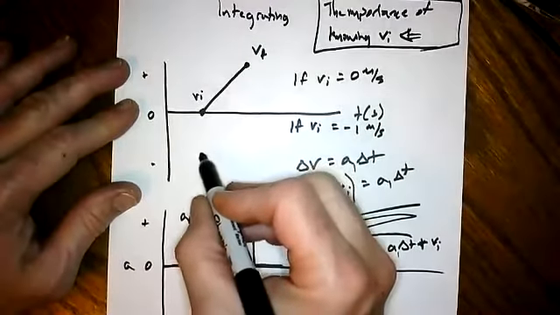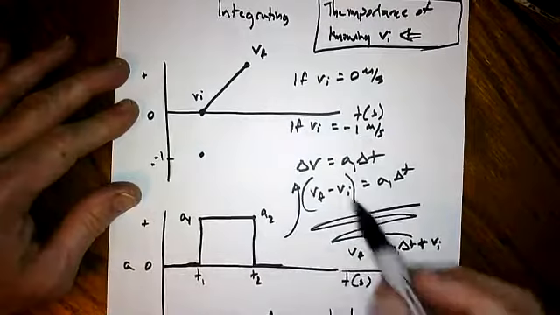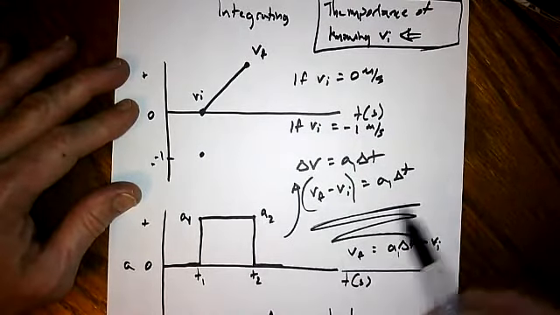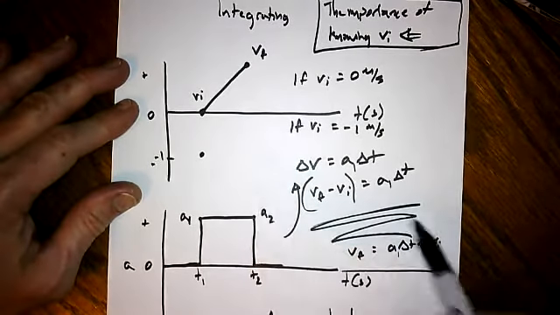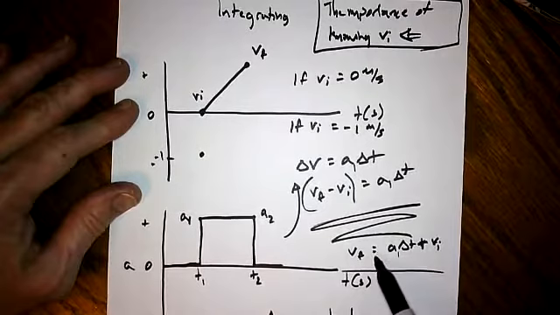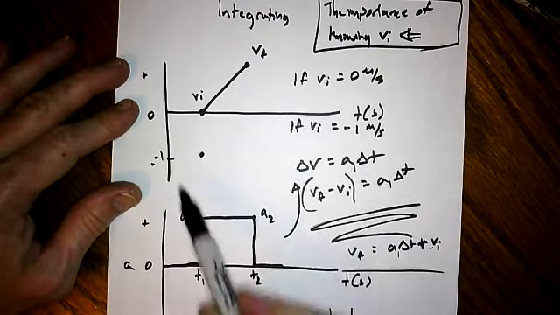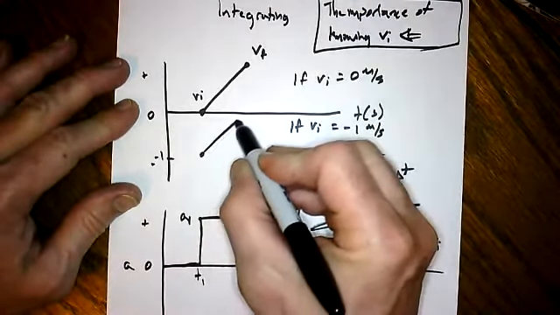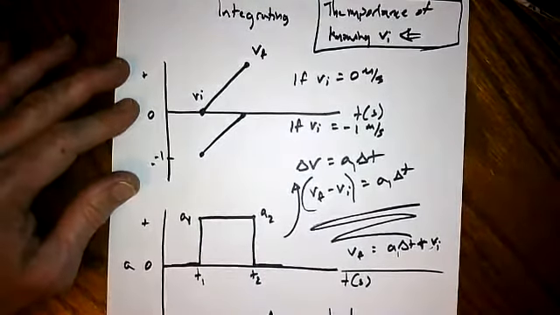Well, I start down here at negative one. The change in velocity is going to be positive, right? The final velocity, or the velocity at T2, is going to be equal to A1 times delta T plus initial velocity, which in this case is negative one. So it's going to look something like that. Now, it just happens to be going to zero the way I've drawn this, but it doesn't need to go to zero.